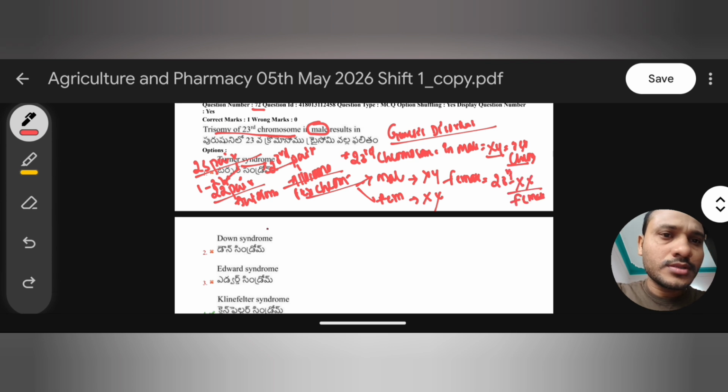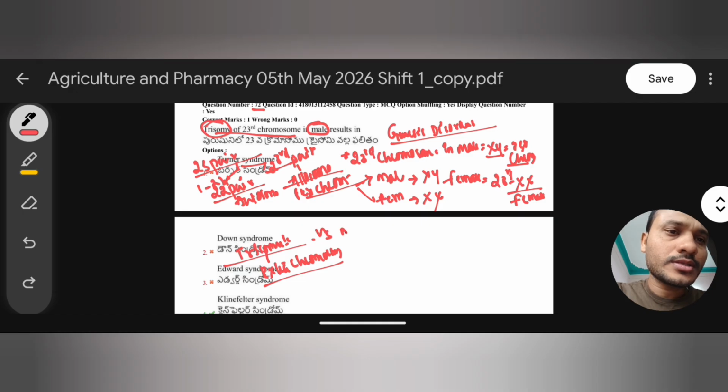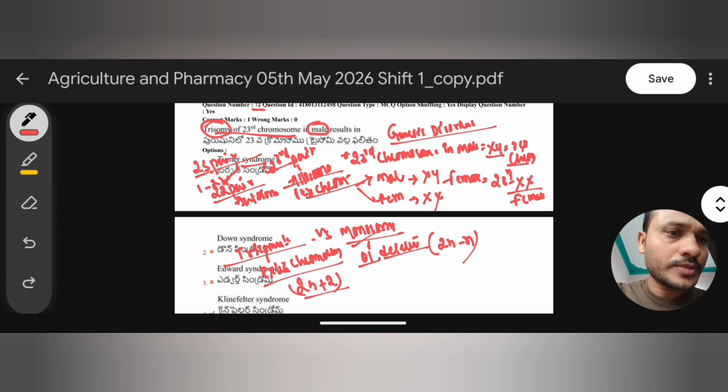Let's analyze. Here one word is given, trisomy. What is trisomy? Trisomy means an extra chromosome is added. That condition is called trisomy. And one more important term is monosomy. Monosomy means one chromosome is deleted. Deletion of one chromosome is called monosomy. So for monosomy we have the formula 2n minus 1, but in trisomy we have 2n plus 1. That is the difference between monosomy and trisomy. In trisomy, one chromosome is added, but in monosomy one chromosome is deleted.